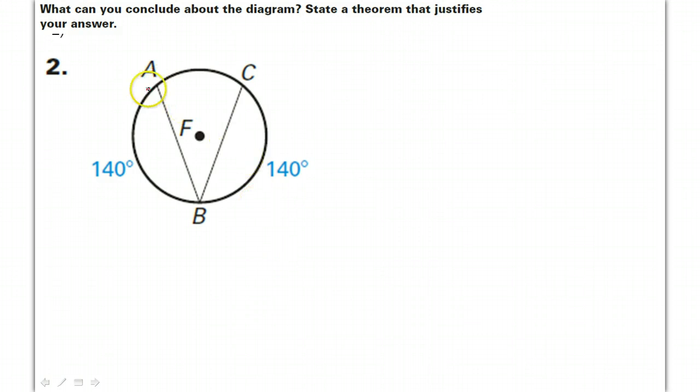But in this case, we're given two arcs that are congruent. So since the arcs are congruent, we can conclude that the chords are congruent. So the congruent statement should be segment AB is congruent to segment BC. Make sure you use the segment symbols to show that you're talking about a chord, not an arc.